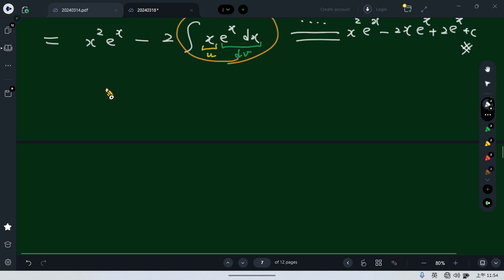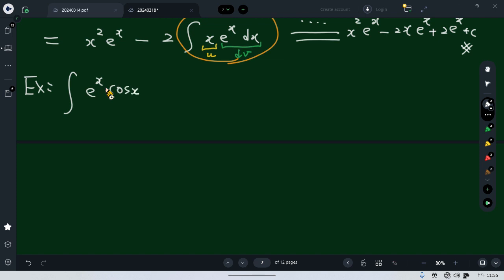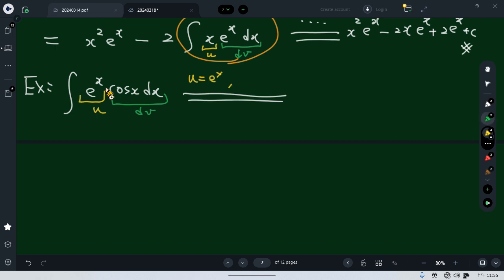And then I will give you another example to integrate. So by following the previous rule, we assign this is u, this is dv. So again, we will have u is equal to e to the power x. Then we have dv is equal to cosine x dx, right? So based on this, we will have du is equal to e to the power x times dx.